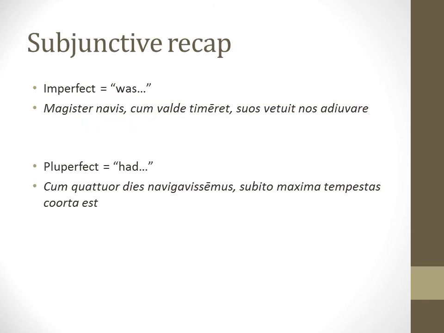So let's recap. We've learned two subjunctives, imperfect, translated with was, in that first sentence, timeret, and pluperfect, translated had, in that second sentence, navigavissemus. We're going to revisit these two sentences in another video for this chapter and break them down a little more specifically as to why they're subjunctive and what kind of clauses we have, but that's coming later. For now, this is just a pretty general introduction, and let's be sure that we're okay with this before you go on to the next video, which will tell us how we get these forms of imperfect and pluperfect subjunctives.